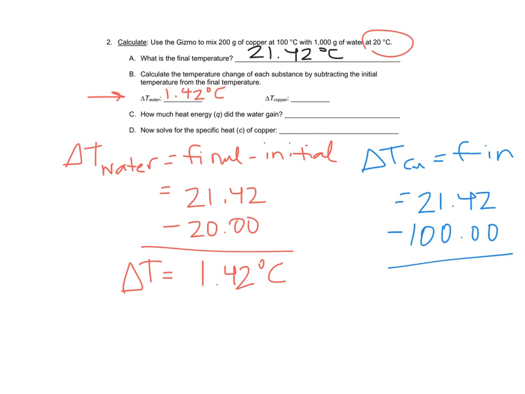Okay, so when we do that, we get an answer of negative 78.58 degrees Celsius. So that's what our temperature change should be here. So negative 78.58 degrees Celsius. Okay. All right. So we know the water heated up by 1.42 degrees Celsius and the copper cooled down by 78.58 degrees Celsius. Okay. So now let's take a look at part C and D.